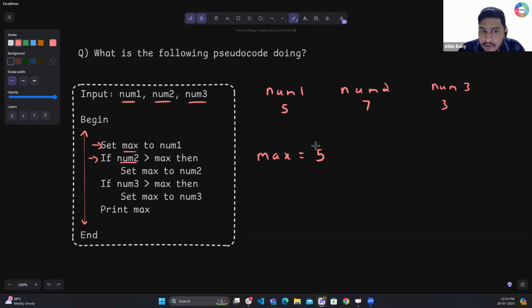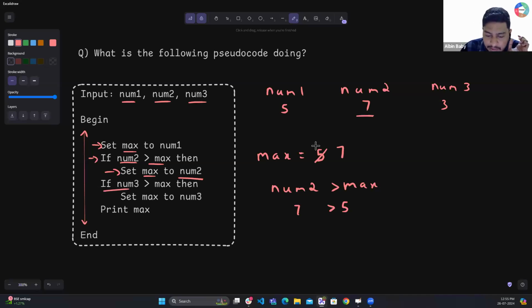If num2 is greater than max, is it correct? Num2 is 7, max is 5, right? So if num2 is greater than max, then set max to num2. Num2 is greater than max, so what will I do? Set max to num2. I'll update max to num2. That will be 7. Okay, what is the next step?